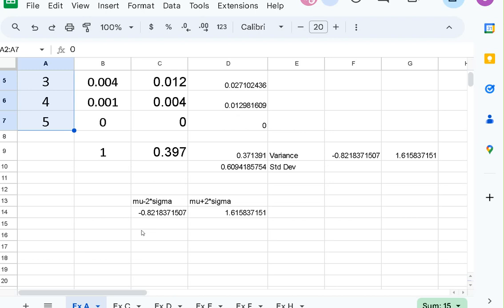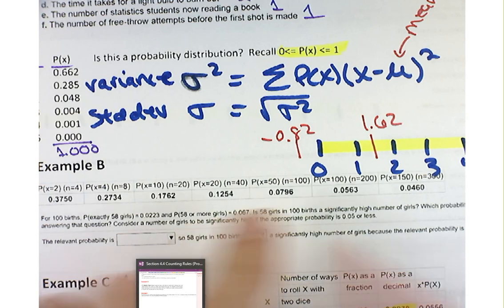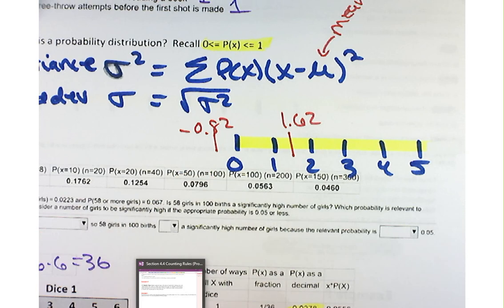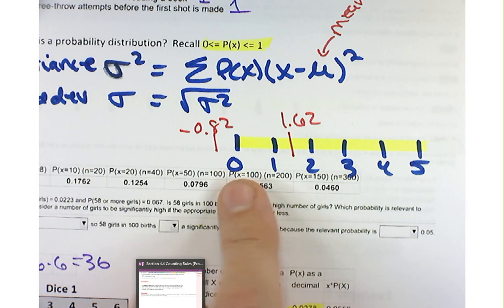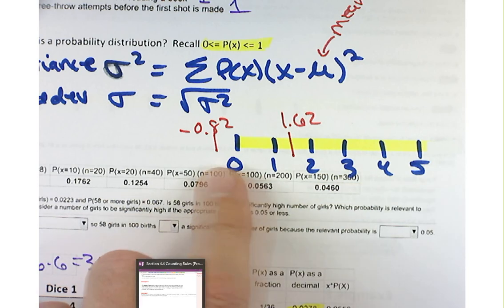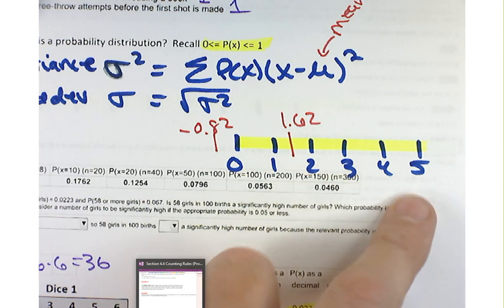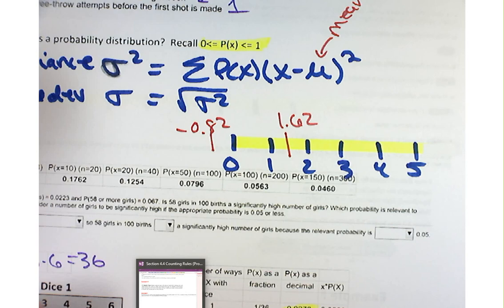So it's telling me where my unusual values start. So it's going to be here to here. Now, unusual would be anything less than negative 0.82. Well, in this experiment, can I get anything less than that? The only values I can get from this experiment are 0, 1, 2, 3, 4, 5. So these are going to be your typical values. How about 2, 3, 4, or 5? What is this saying about 2, 3, 4, and 5?